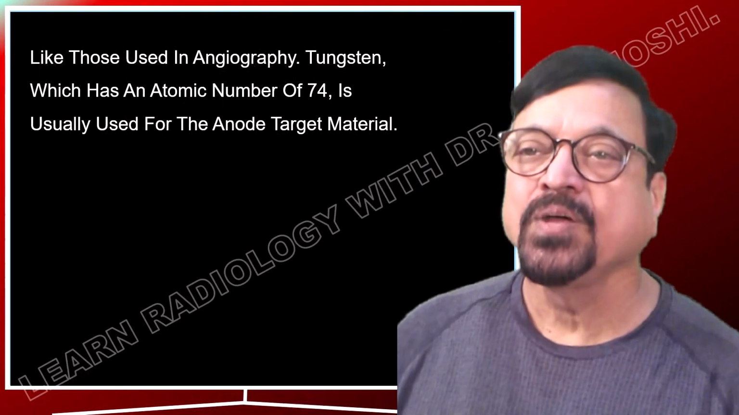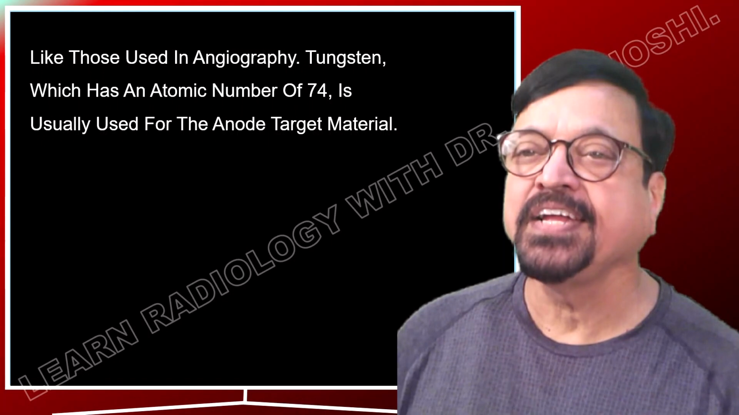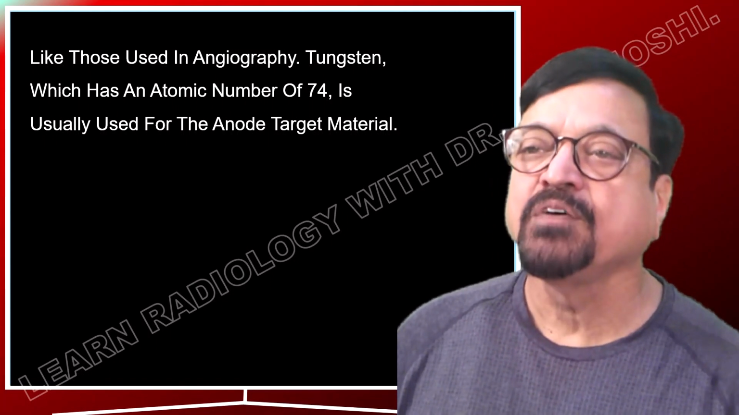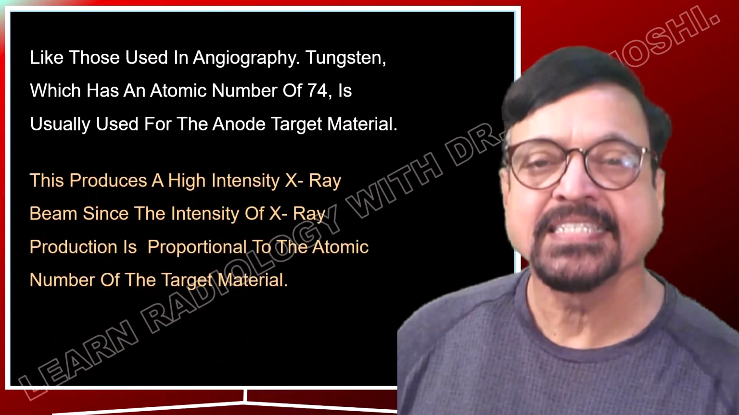Like those used in angiography, tungsten, which has an atomic number of 74, is usually used for the anode target material.